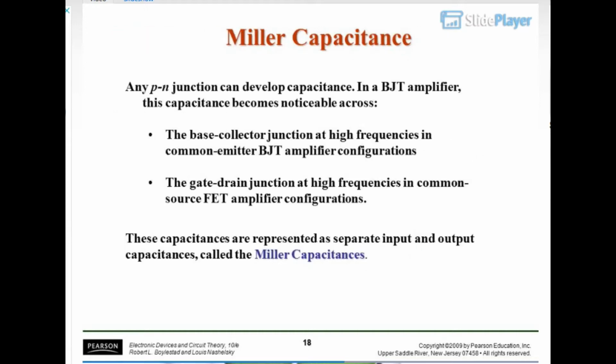17. Miller capacitance. Any PN junction can develop capacitance. In a BJT amplifier, this capacitance becomes noticeable across the base-collector junction at high frequencies in common emitter BJT amplifier configurations, and across the gate-drain junction at high frequencies in common source FET amplifier configurations. These capacitances are represented as separate input and output capacitances, called the Miller capacitances.